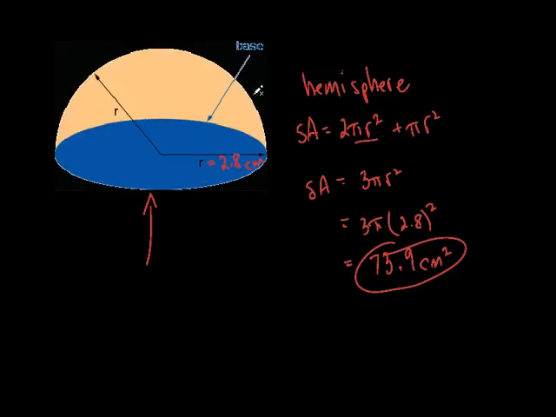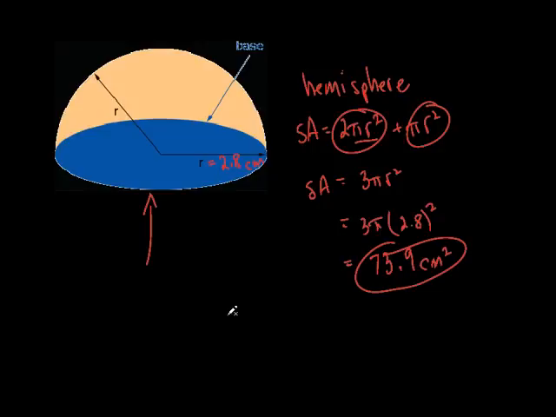Almost forgot about the bottom of it. So you got this dome part of it, right, which would be the 2 pi r squared. Then you got this bottom, this base, this blue part right here. That would be pi r squared. You add them up, that's 3 pi r squared. Plug it in, and then there you go. All right, not so bad.